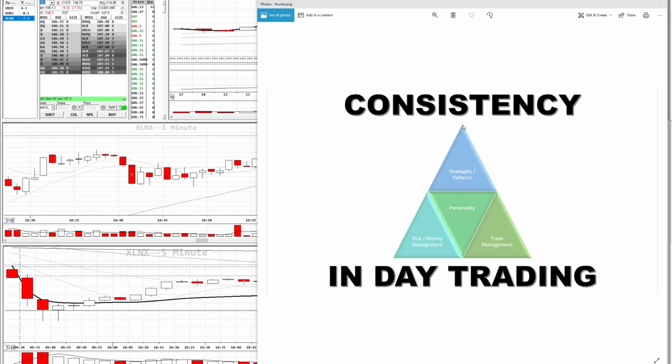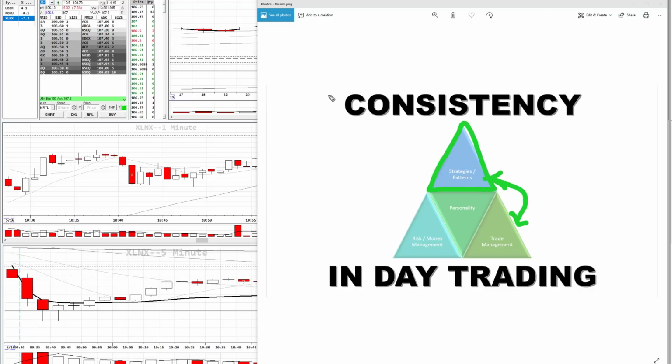So number one, strategies and patterns, right? This is very, very important. And often people mix strategies and patterns up with trade management. They're related, but they're not the same, right? Strategies and patterns is your playbook. What are you looking for every single day?